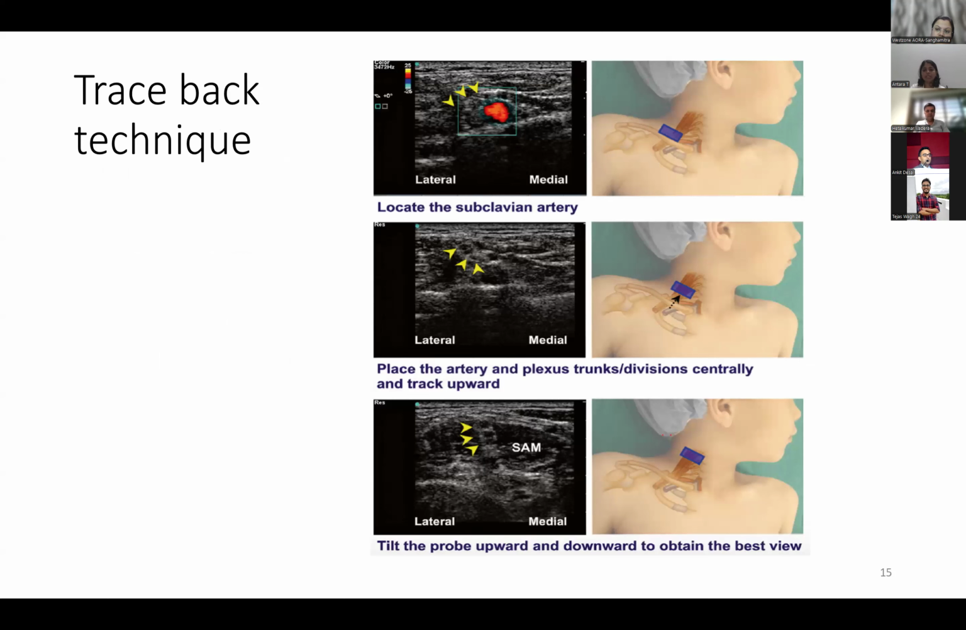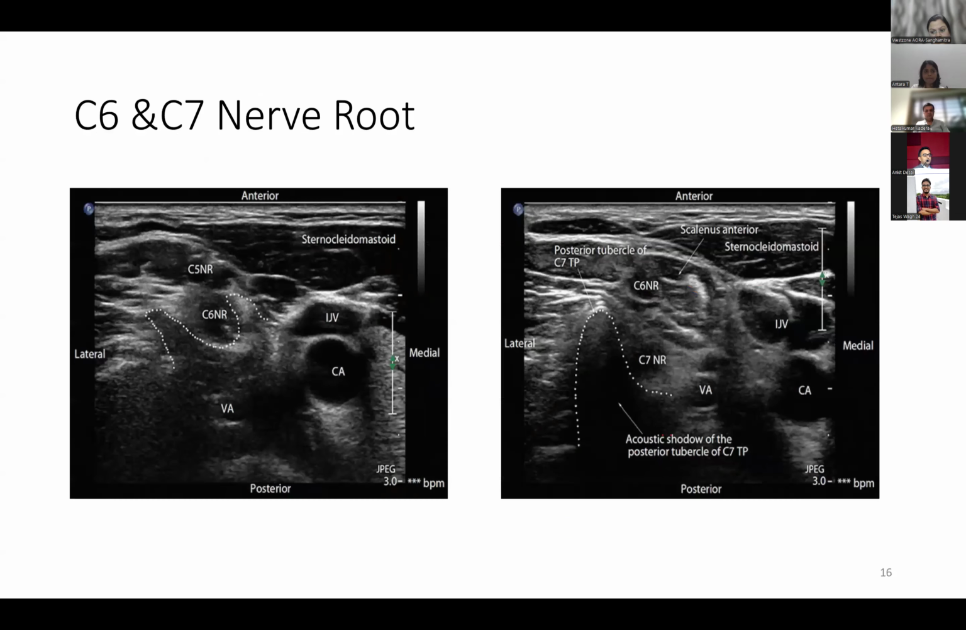We place the probe at the supraclavicular fossa and locate the subclavian artery. We see the brachial plexus posterolateral to the subclavian artery. As we go cephalad, we see the nerve roots coming out of the respective transverse processes, and they can be tracked upwards, lying between the two scalene muscles.